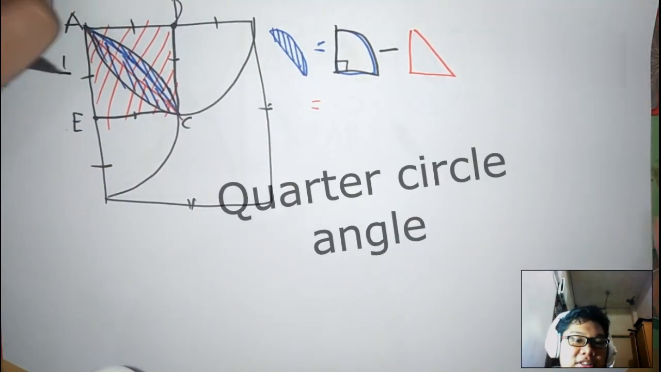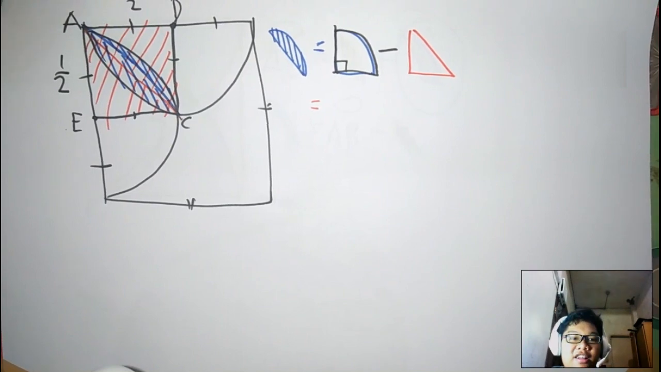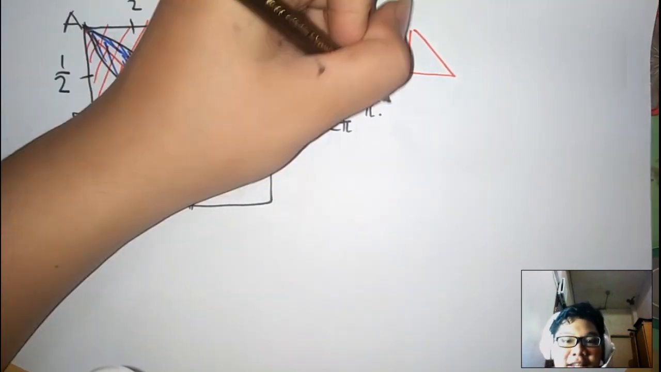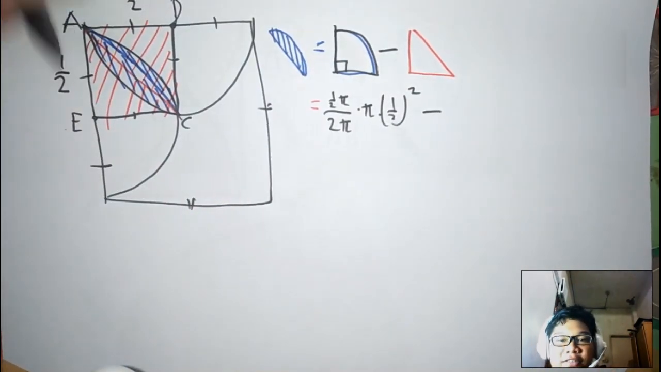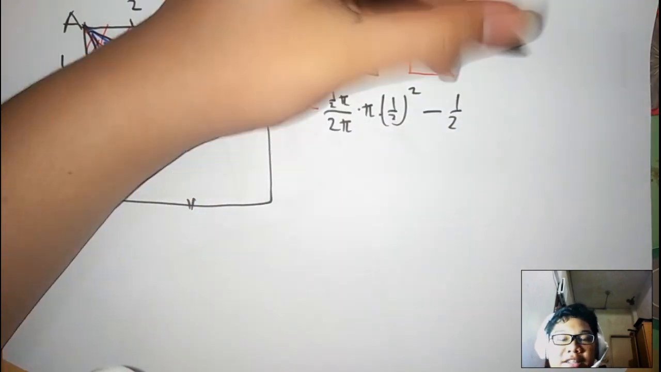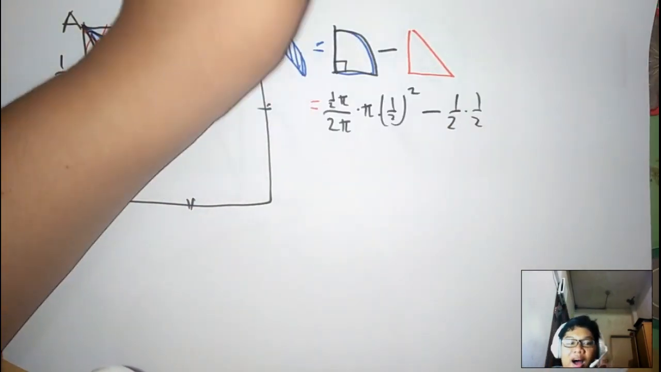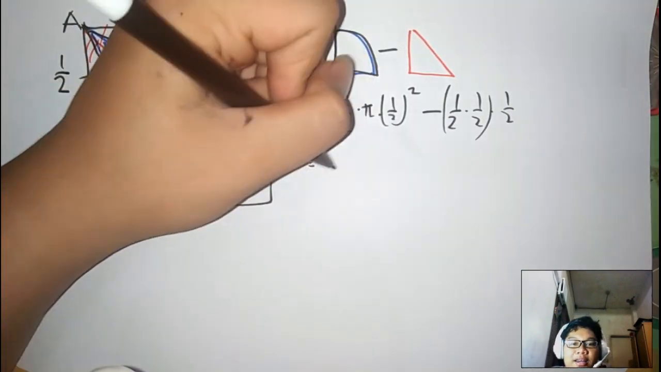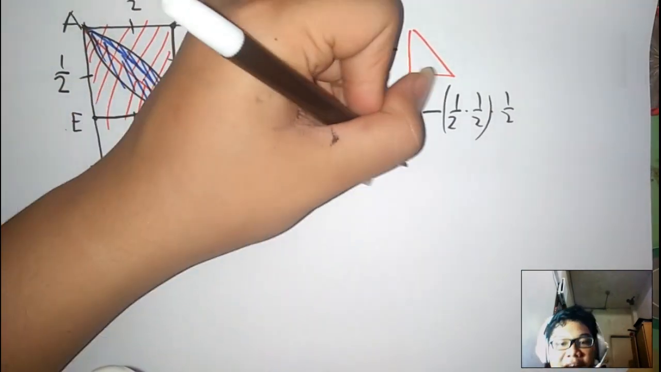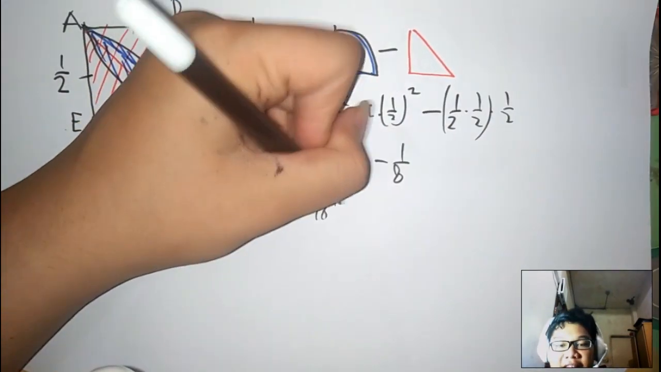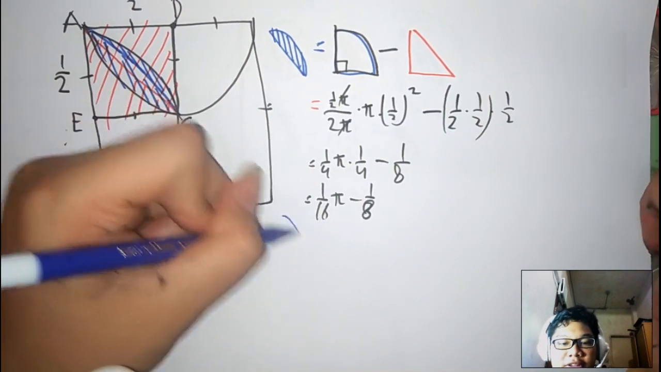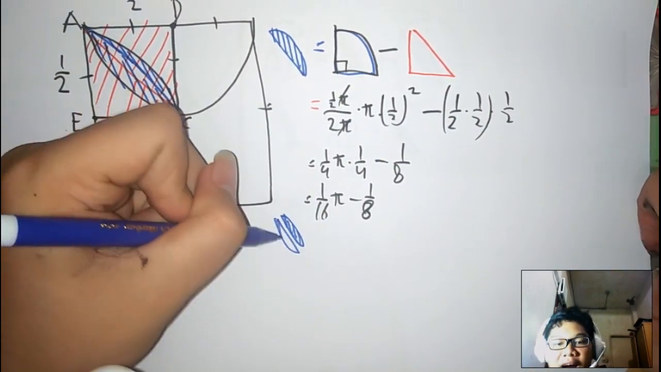And we know the quarter circle is a right angle, and it will be equal to pi divided by 4 times the radius squared, and the radius is a half, so it will be a half squared, and this triangle is a half times a half divided by 2. We divide the pi over pi, and it will give us 1/4 pi times 1/4 minus 1/8. And after that, we just do simple math. 1/4 times 1/4 is 1/16 pi minus 1/8.